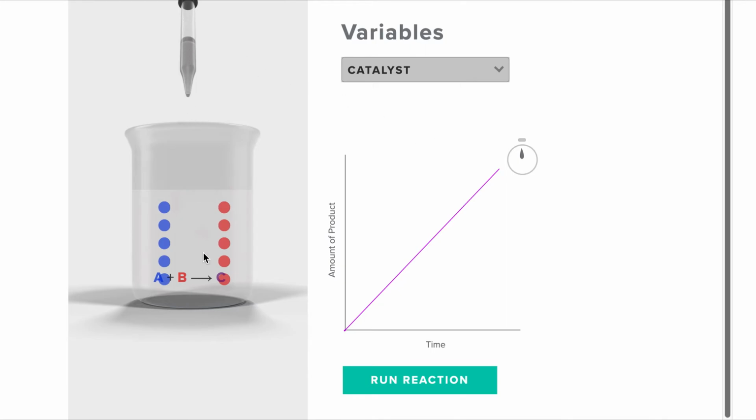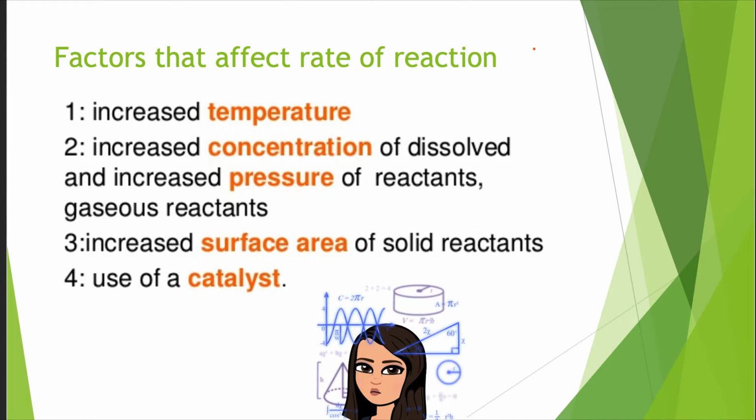So here's our catalyst. And when we run the reaction, it happens a lot faster. So that leads to the question, what exactly is a catalyst? Think of a catalyst as a shortcut.